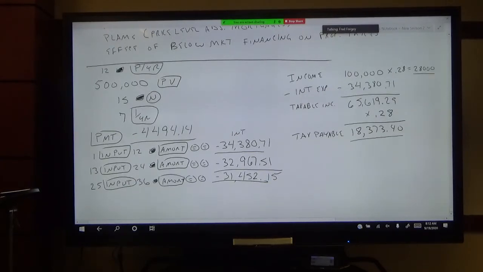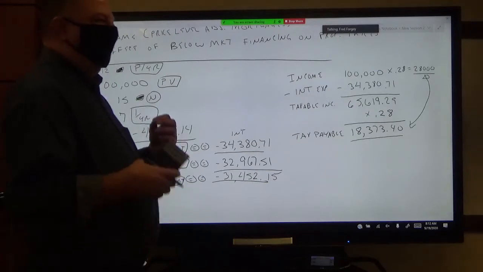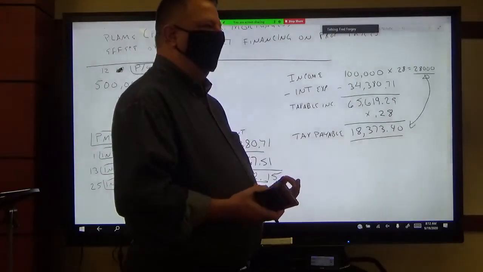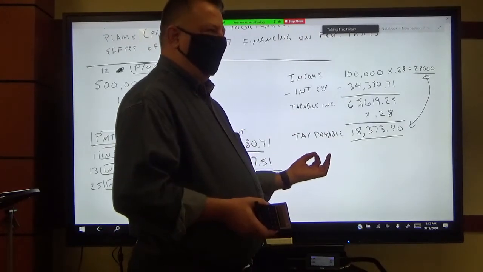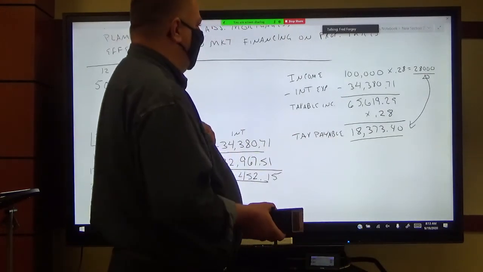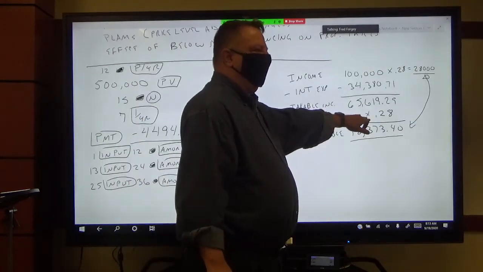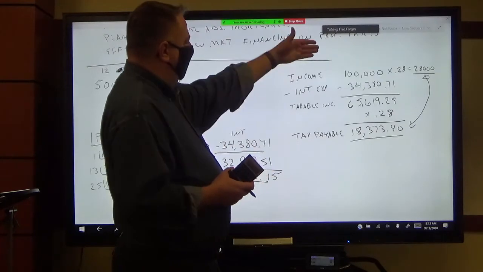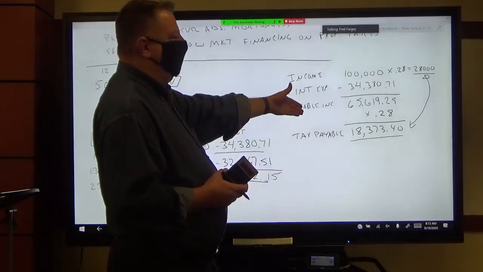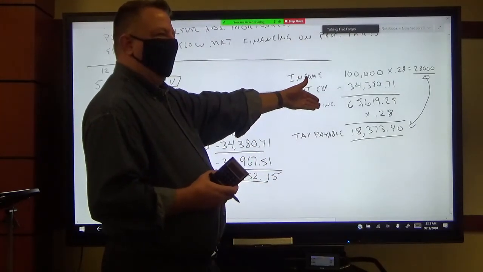Okay, so if you compare these two numbers, the difference of roughly $10,000 is what is directly attributable to the tax deduction of the interest expense. So in other words, because the tax rate is 28%, you're roughly saving, in this case, $10,000 because of that. Does that make sense? Yes or no?